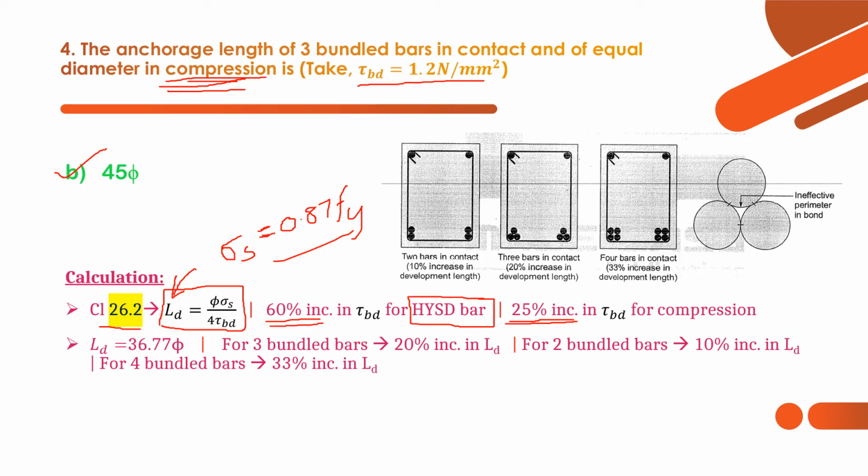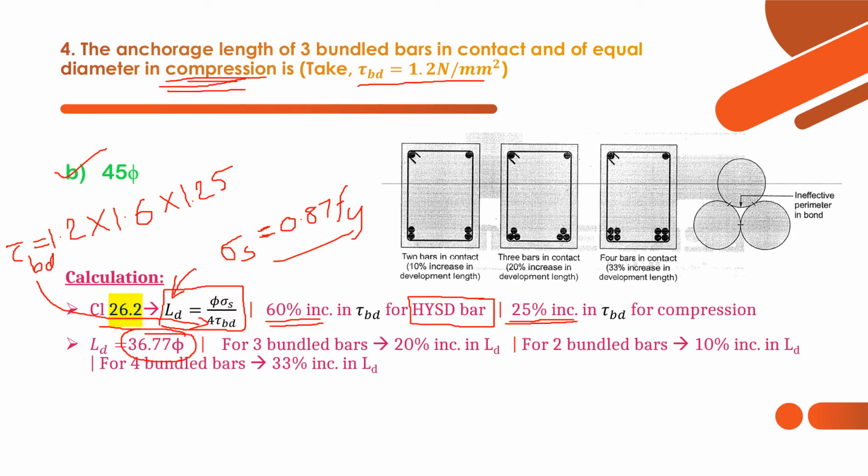So here we are increasing tau BD value, that is 1.2, as 60% for HYSD and 25% for compression. So this is the actual tau BD value. In this case we have to substitute this value over here so that we can find the answer for LD. So by substituting all those things, we will get the answer for LD as 36.775.